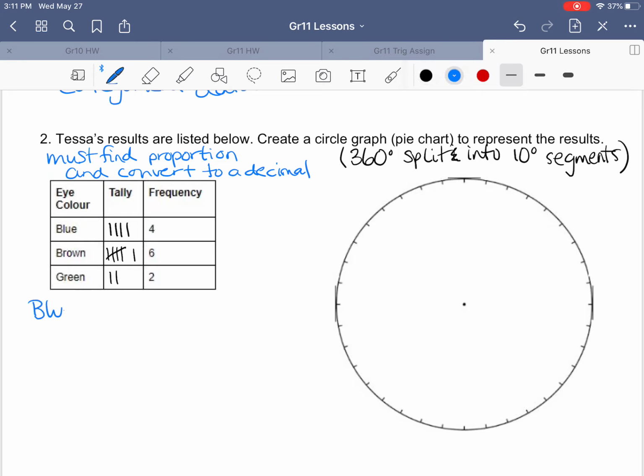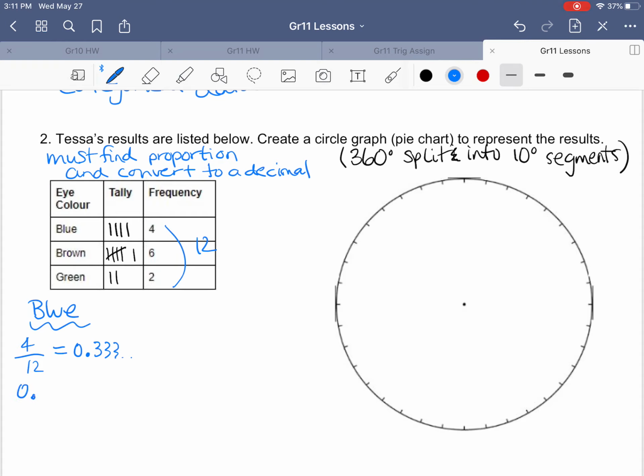So let's start off with blue eyes. So there are a total of 12 students altogether, and 4 out of 12 have blue eyes. Now, to write that as a decimal, we do 4 divided by 12, and we get 0.333, and so on. Now, you can keep that whole number, if you wish, on your calculator, and you're going to get a more accurate answer.